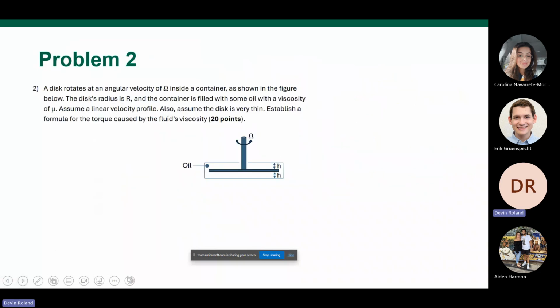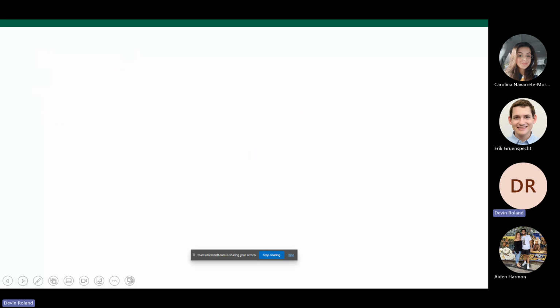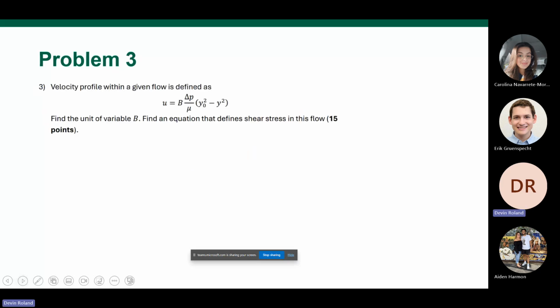Okay, so I'm going to wrap back around to problem 2 and go ahead and go into problem 3. Okay, so for problem 3, the velocity profile here is given to us. So we have this velocity profile, and we have a variable b that we want to know what the units are. There was one like this in the past on the homework. And so we want to know the units of b, and then we also want to find an equation that defines the shear stress in the flow.